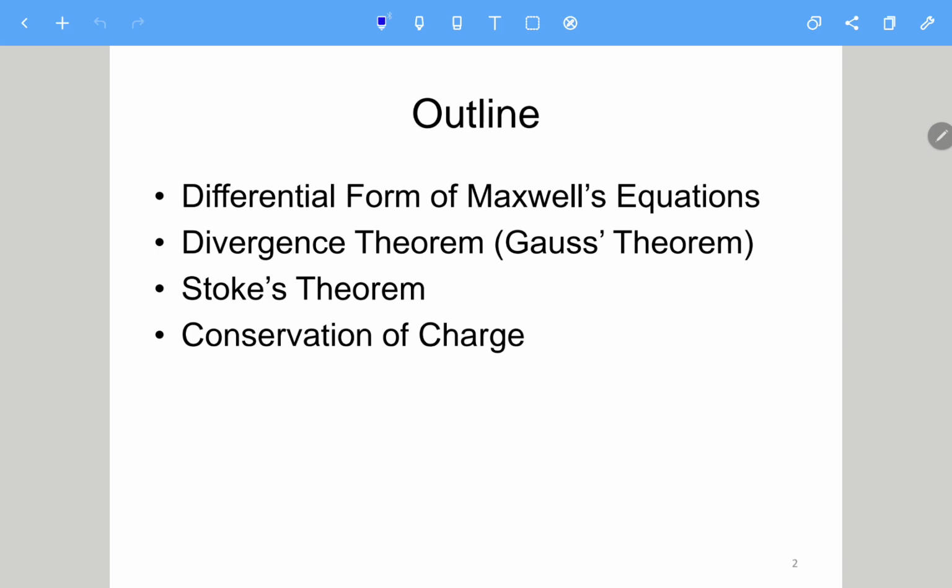In the field of physics, they have both the differential form and the integral form for the Maxwell equations. And since we will need to derive the wave equation, we would definitely need the differential form of the Maxwell equations. So here I will introduce the differential form of Maxwell's equations. And then in between, I will let you know the divergence theorem and also the Stokes theorem, and also the conservation of charge.